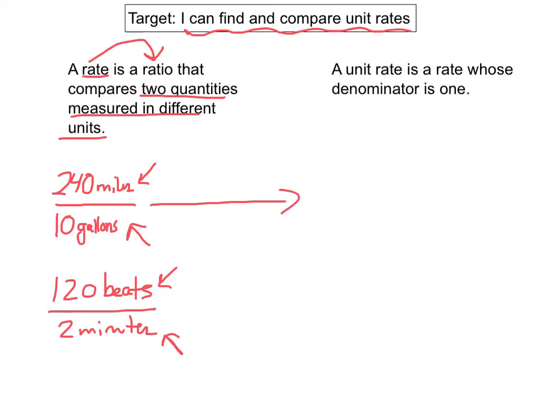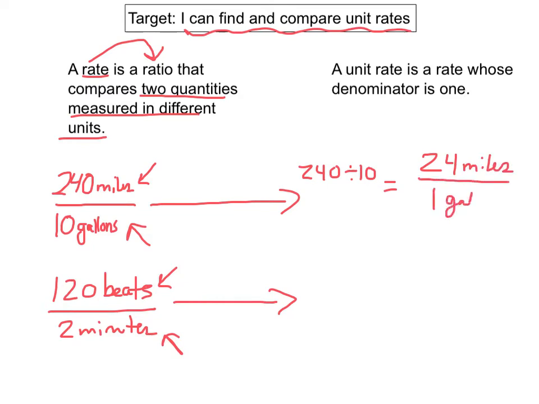Well, oftentimes we write a rate as a unit rate. 240 miles in 10 gallons. If I divide 240 by 10, I'm basically reducing the fraction. 10 goes into 240 24 times. So what I'd be left with is 24 miles per 1 gallon. So if I drove my car 240 miles and it took 10 gallons, an equivalent rate to that is 24 miles per 1 gallon, or 24 miles per gallon.